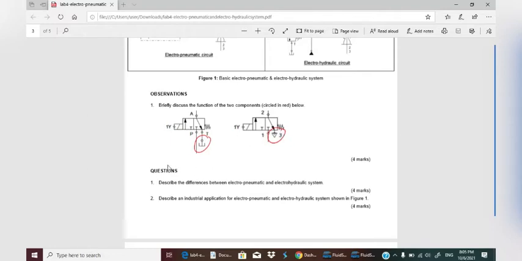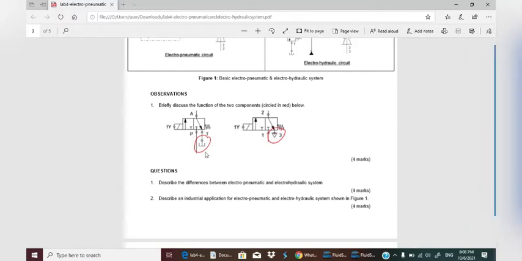For question part number 1, describe the difference between electro-pneumatic and electro-hydraulic system. The operation actually remains the same, but the difference between electro-pneumatic and electro-hydraulic is the supply. In electro-pneumatic, the supply is compressed air, while in electro-hydraulic, the supply is a fluid.